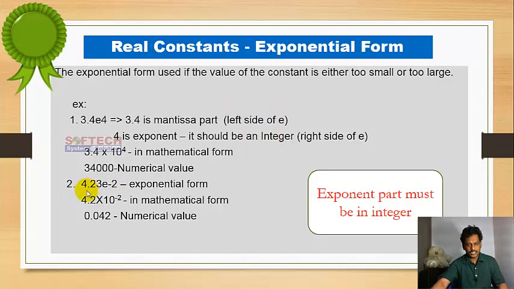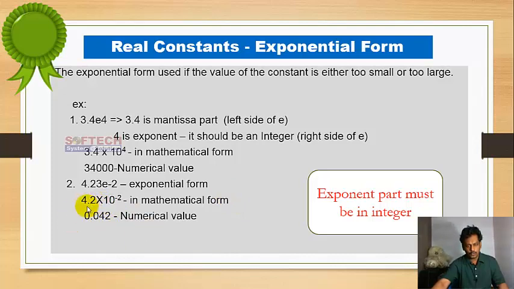The second example is 4.23 e minus 2. The exponent is minus 2. Here it is an exponential form. The equivalent mathematical form is 4.23 into 10 power minus 2. This is a mathematical form. What is the equivalent value?